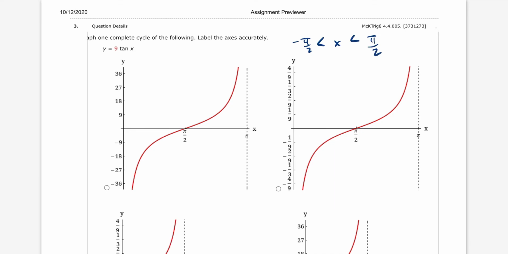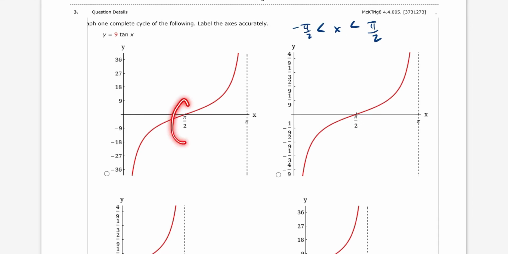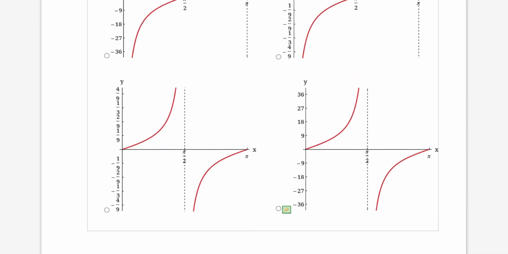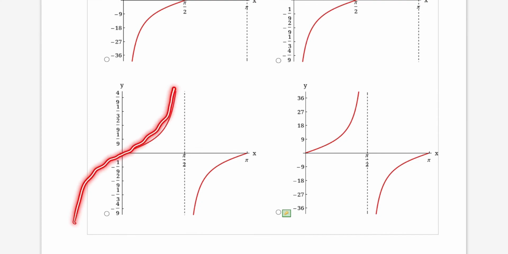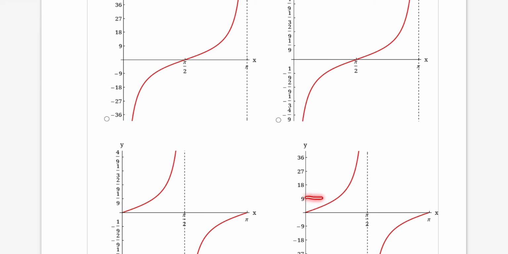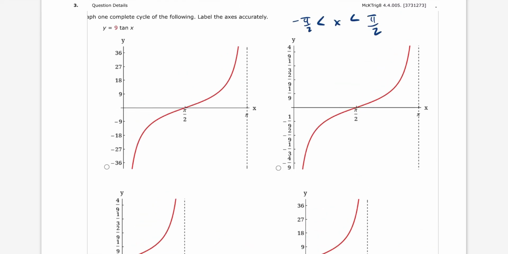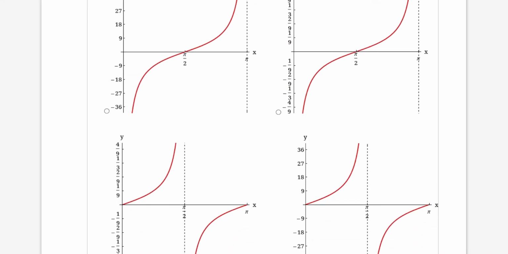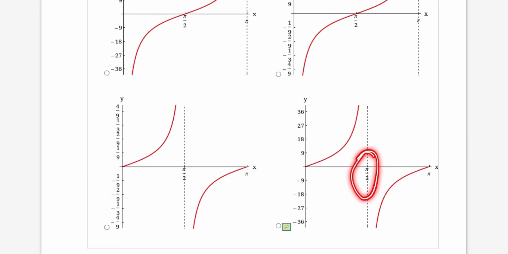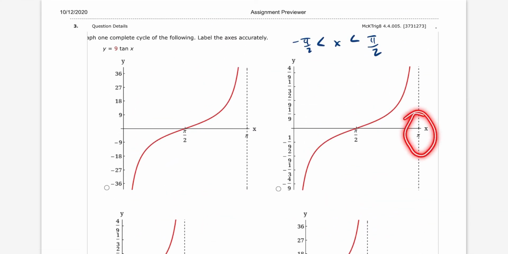So we can eliminate this and this because it must go through 0. Oh, actually, never mind. It does go through 0. So we must look at the y-axis. It looks like it's going to be this one, not this one, because these are fractions. This one can also be a possibility, but the asymptote must be at positive pi/2, which is this one. This one is at positive pi, which is not the correct asymptote. So it has to be this one.